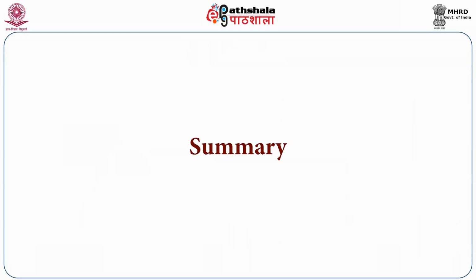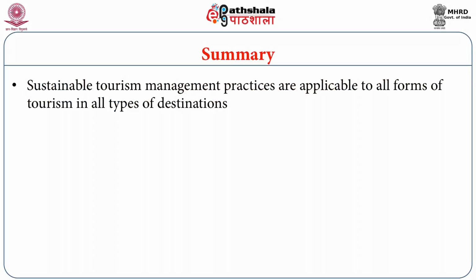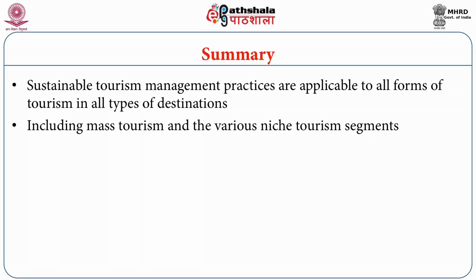Okay, we have discussed the emergence of the alternative forms of tourism, basically sustainable tourism and responsible tourism. Apart from those, we have also discussed other alternative forms of tourism like green tourism and soft tourism. These different forms have the same goal. Coming to the conclusion of this presentation, sustainable tourism management practices are applicable to all forms of tourism in all types of destinations, including mass tourism and the various niche tourism segments.